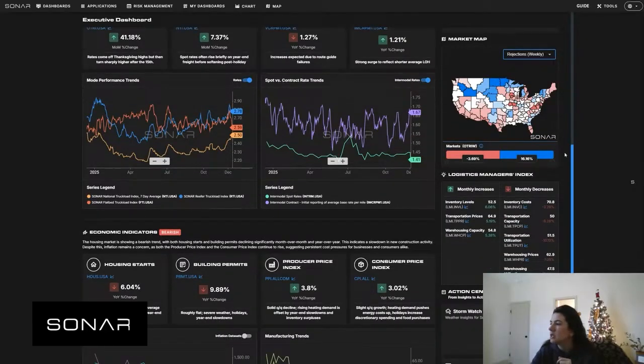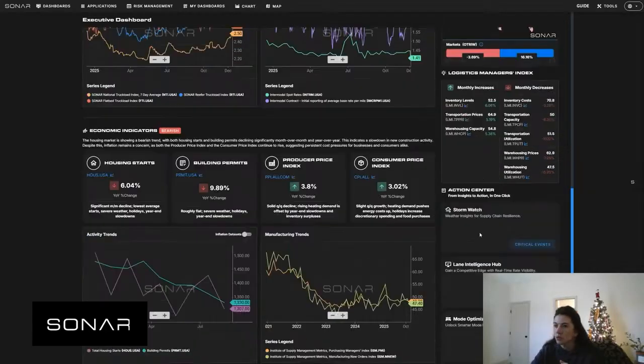So we'll start off with this Logistics Managers' Index. These indices are going to be baselined at 50. So anything above 50 is going to be expansionary, and anything below 50 would be a decrease for the index. We've easily broken it out by monthly increases and monthly decreases. So you can easily see, okay, costs are starting to go down in the last month, capacity and utilization are all trending down. However, warehouse capacity, transportation prices, and inventory levels are going up. So I need to keep an eye on those and how they could affect my network.